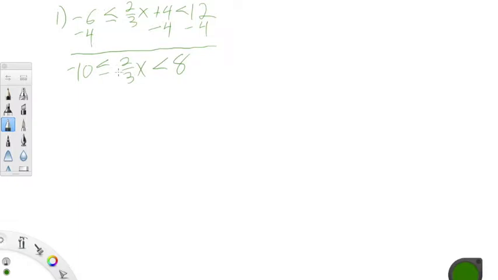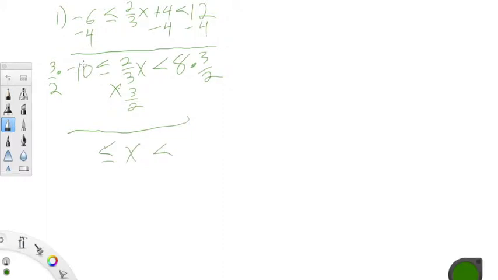I'm going to multiply this by 3/2. That's my multiplication symbol, not an x. Okay, 2/3 times 3/2. Well, 3 times 2 is 6, and 3 times 2 is 6, so that's 6 divided by 6, which is 1. That's just going to leave me with an x. But I also need to multiply this by 3/2 and multiply this by 3/2. There. So negative 10 times 3/2, keep my signs.